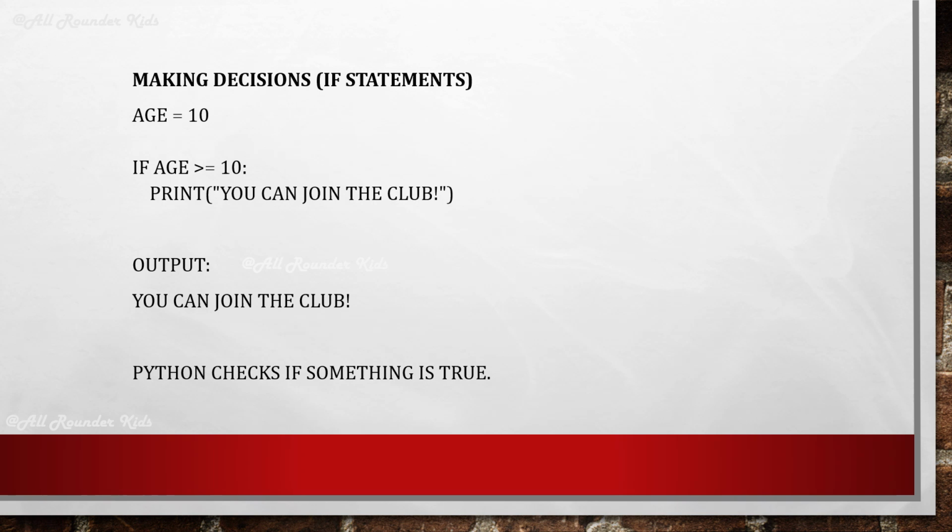Making decisions. If statements. Age equals 10. If age greater than or equal to 10, print, you can join the club. Output: You can join the club. Python checks if something is true.